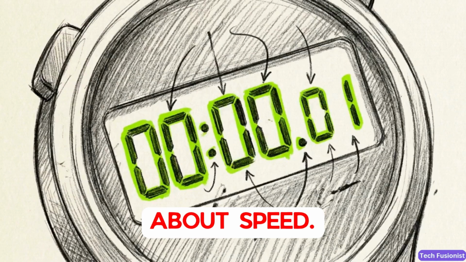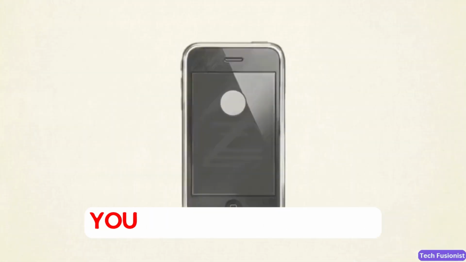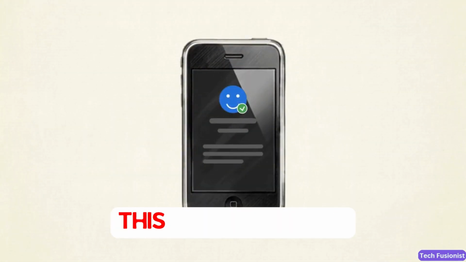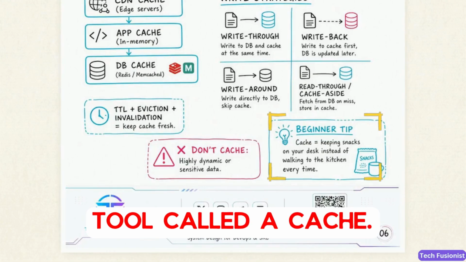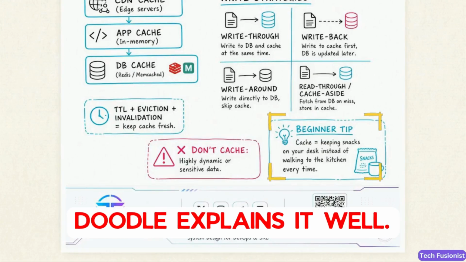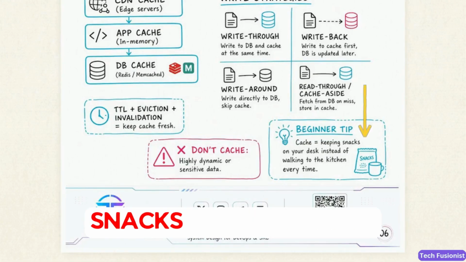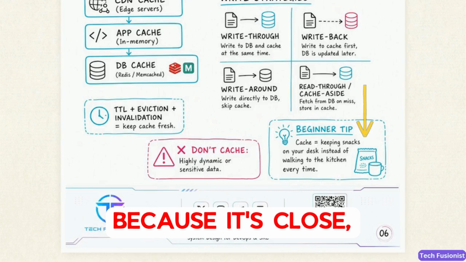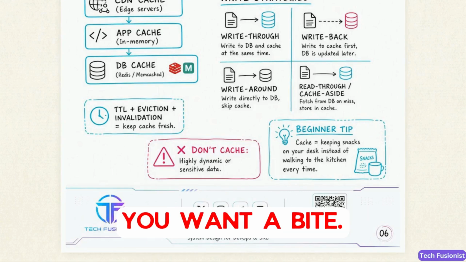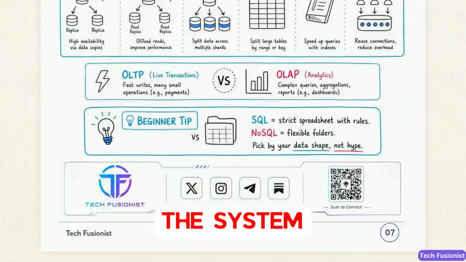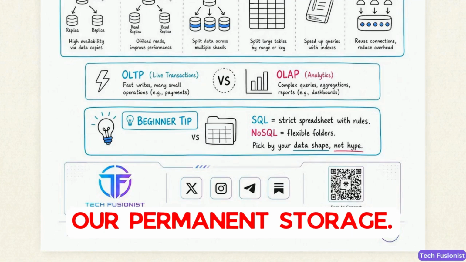Next, we have to talk about speed. When you open a profile, you want the picture to load instantly. This introduces a tool called a cache. This doodle explains it well. A cache is like keeping snacks on your desk. Because it's close, you don't have to walk to the kitchen every time you want a bite. For everything else, the system looks in the database, our permanent storage.